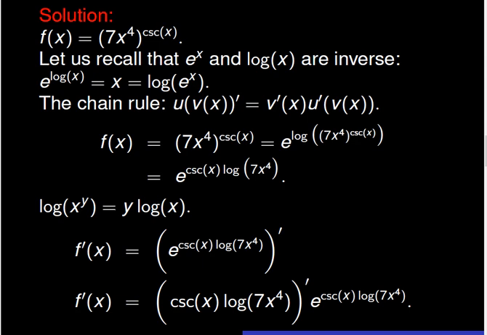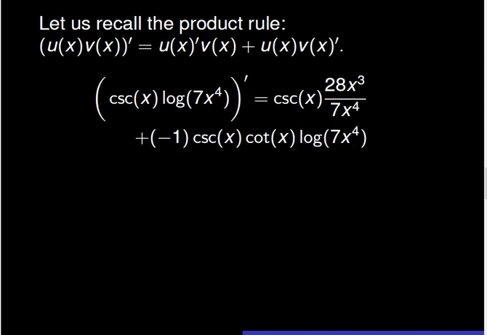Now, we can take the derivative of both sides and use the chain rule. It comes that, using the chain rule, the derivative of f is equal to the derivative of the product cosecant of x times logarithm of 7x^4, times exponential of the product cosecant of x times the logarithm of 7x^4. As a matter of fact, in order to compute the derivative of the product cosecant of x times logarithm of 7x^4, we need to use the product rule.